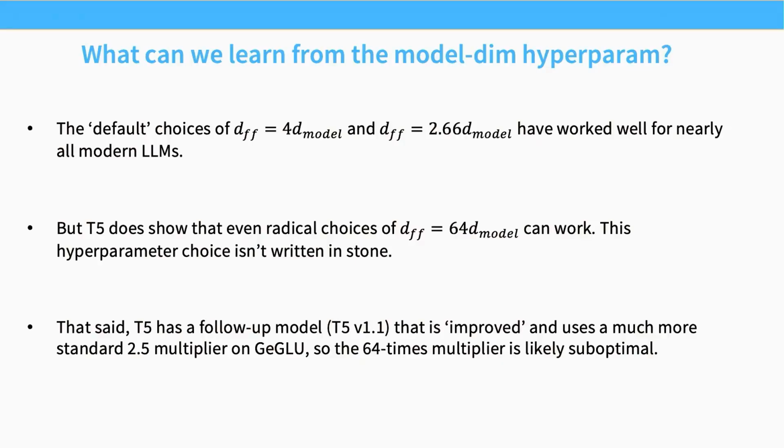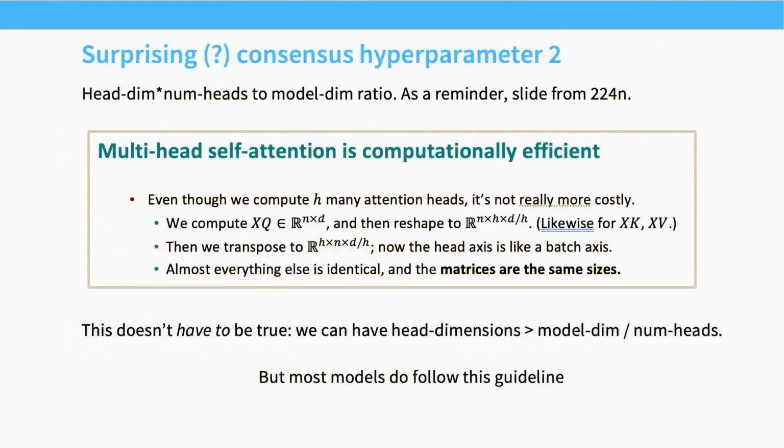And I think the funniest part of this saga, the punchline of the T5 saga to me, is that they have a follow-up model, T5 v1.1, that's supposed to be the improved version of T5, and they kind of go back to the standard 2.5 multiplier. There's nothing explicitly stated here, but clearly, when they tried to update T5, they decided that they wanted to go back to a more standard multiplier, which I find to be a little bit funny. Okay, so that's the feed-forward ratio, which now you have a rough sense of what the right order of magnitude is.